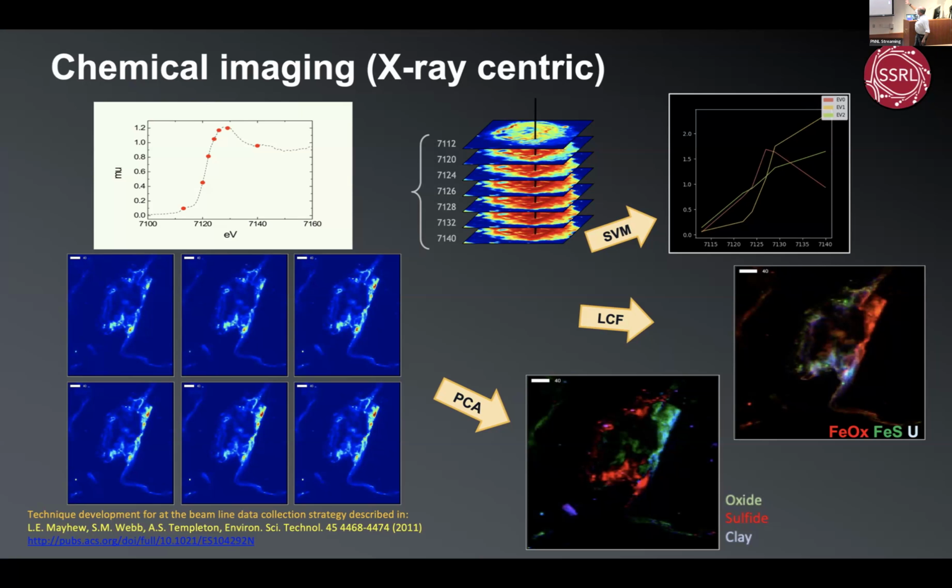And we can learn a lot about what the chemical environment is, in this case of iron, in this lovely aquifer grain, and where uranium sticks to it. It was one of the first examples of seeing uranium really sticking onto iron sulfides versus iron oxides in these aquifer grains. And it's a really good test case to show how beneficial this kind of chemical imaging was.